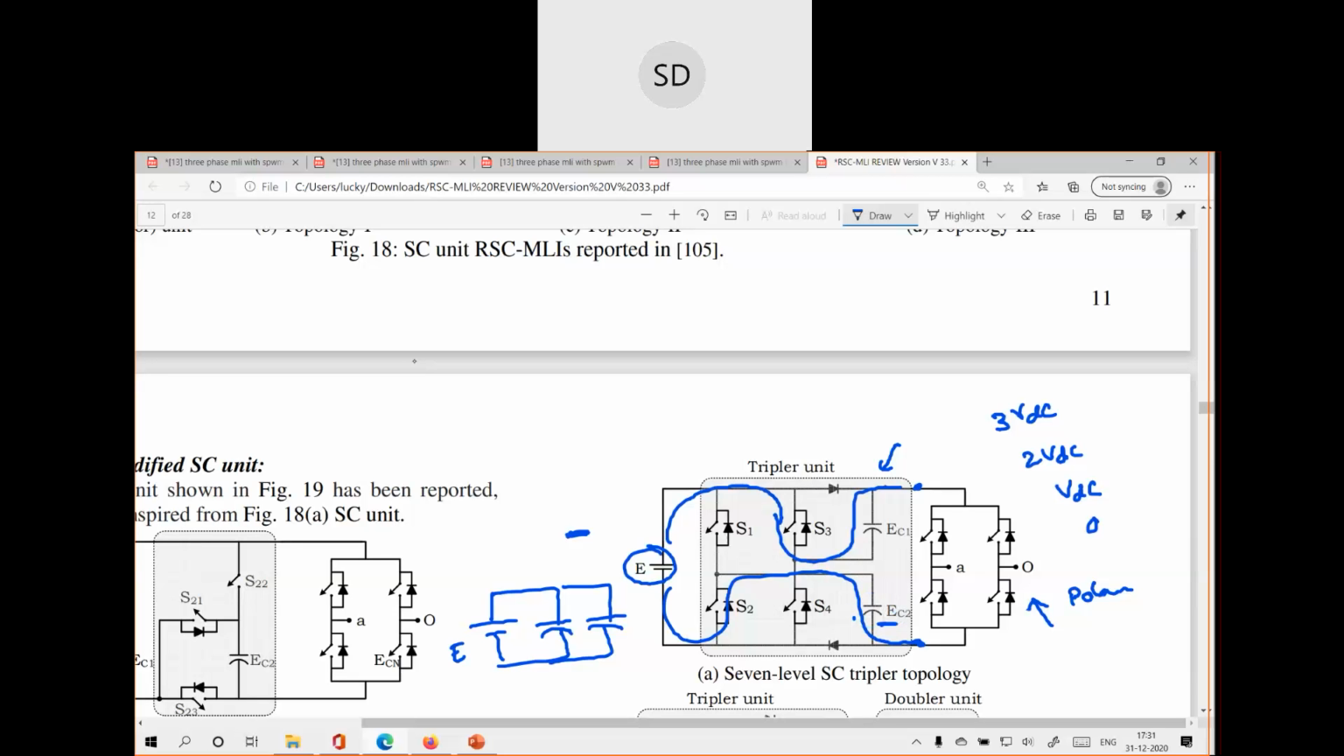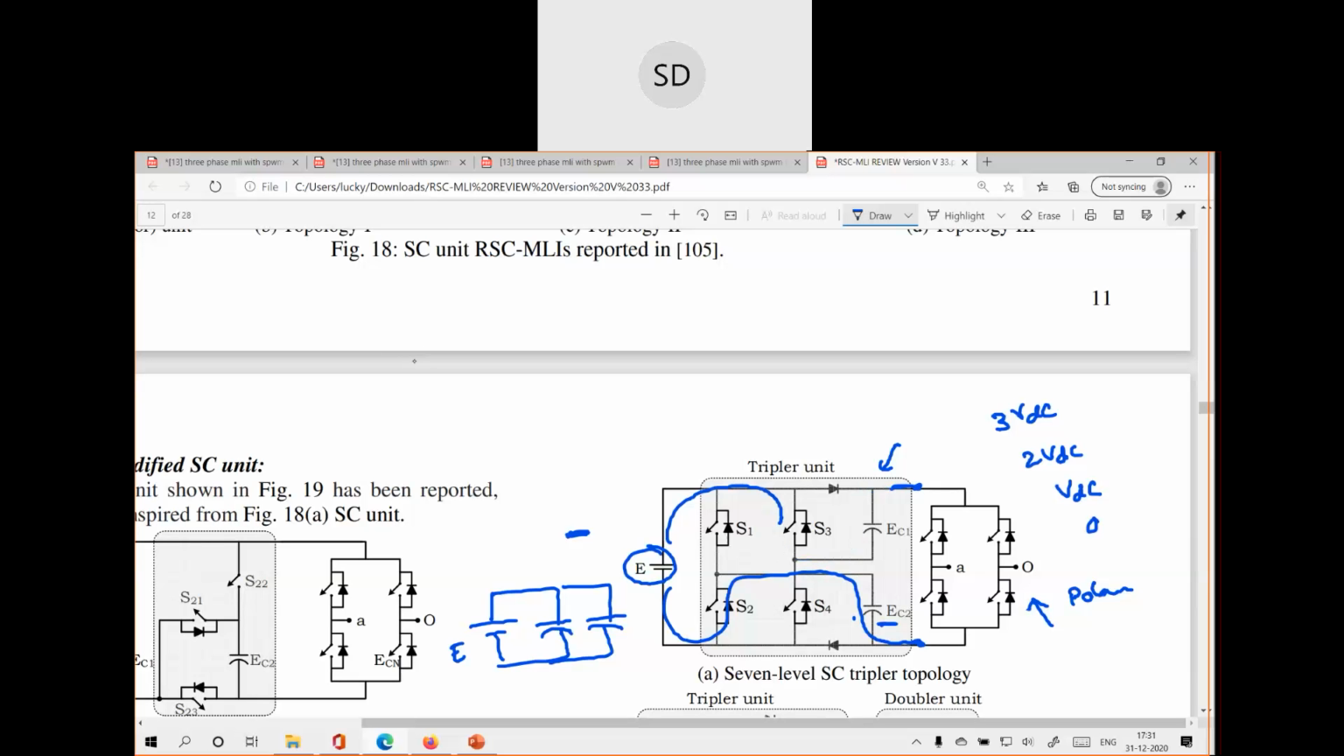So it is like this. In that case, what will happen? Here we are charging the capacitors to E, which means the capacitors are coming in parallel, right? Whenever you want, the capacitors are coming in series, right? Now you are getting 3 VDC. If you want only 2 VDC, you need to bypass one of the capacitors, right?